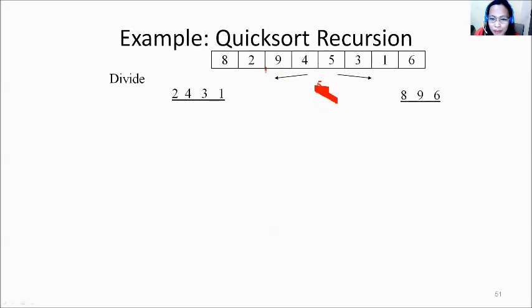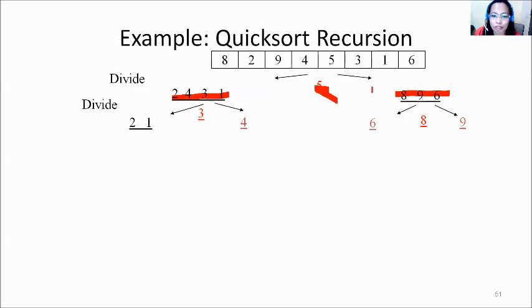So based on the given data here, 8, 2, 9, 4, 5, 3, 1, 6, the elements 2, 4, 3, 1 are less than the pivot, while 8, 9, 6 are the elements that are greater than the pivot. So that's how we're going to divide and conquer the given elements using quicksort by means of the pivot.